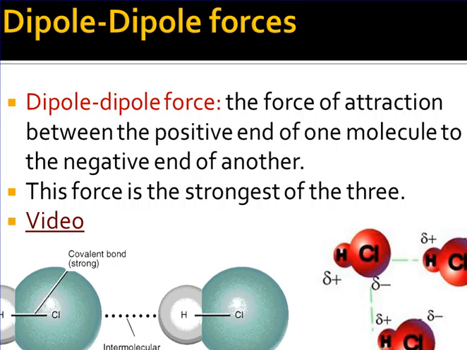And a good example is hydrochloric acid, shown over here in the bottom right. One end, the chlorine end, is negative, the other end is positive, so when you have a glass or a beaker filled with hydrochloric acid, the positive ends of the hydrogens will be attracted to the negative ends of the chlorines on other molecules. So it's an intermolecular force.